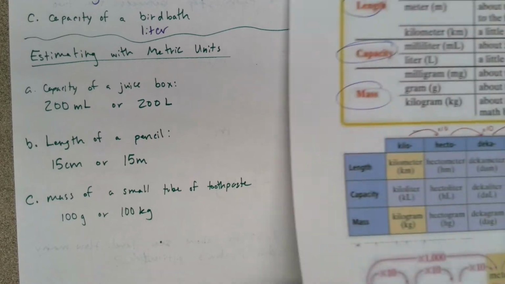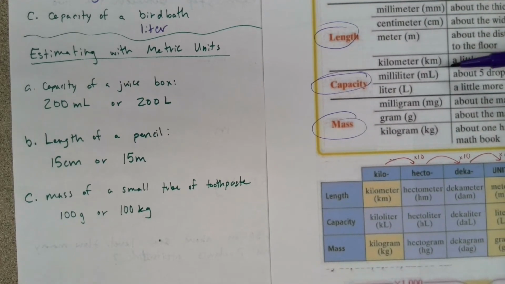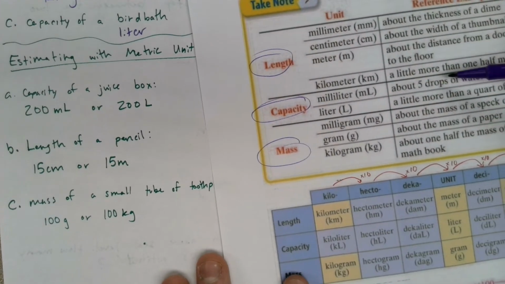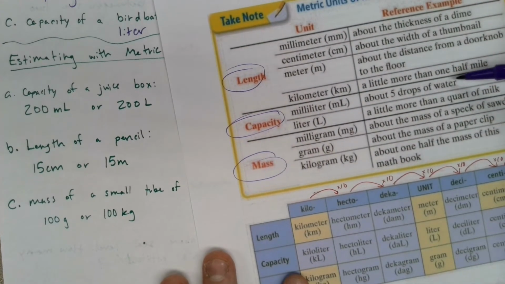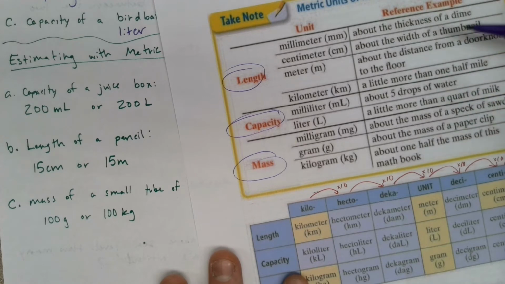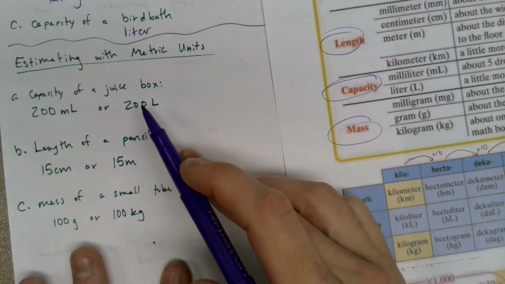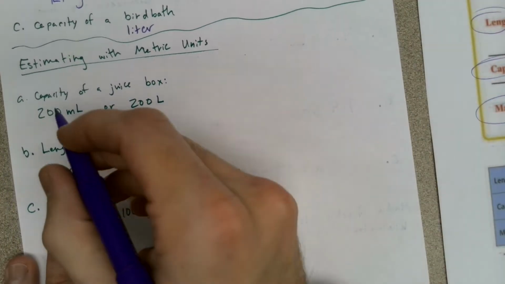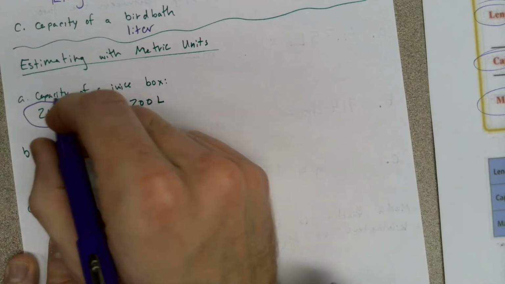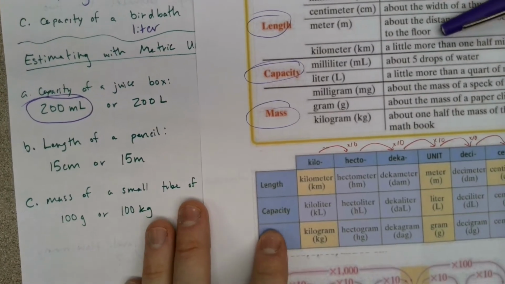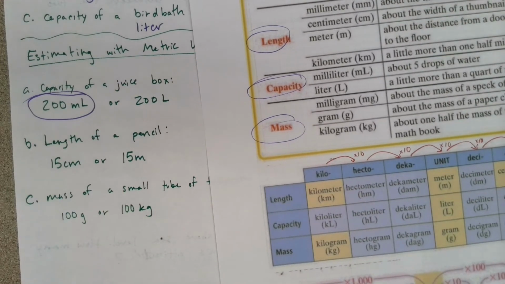So we're thinking capacity of a juice box. We can either measure in milliliters or liters. Remember, our milliliter is about 5 drops of water. Our liter is a little bit more than a quart of milk. I know that a juice box is much smaller than a quart of milk. So 200 liters would be an insane amount for a juice box. 200 milliliters would be 5 drops of water 200 times. I think that's a little bit more realistic for our juice box.